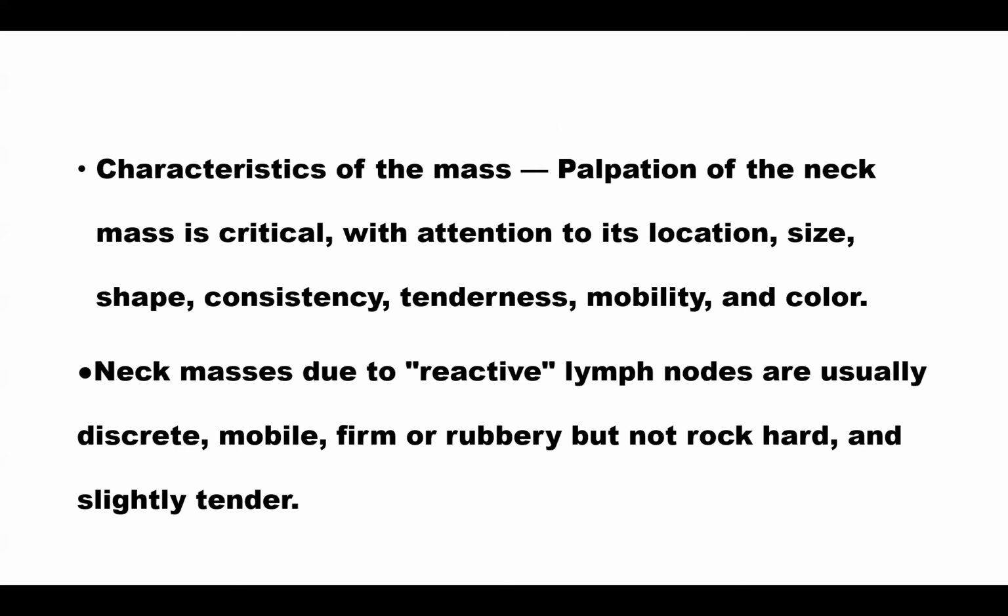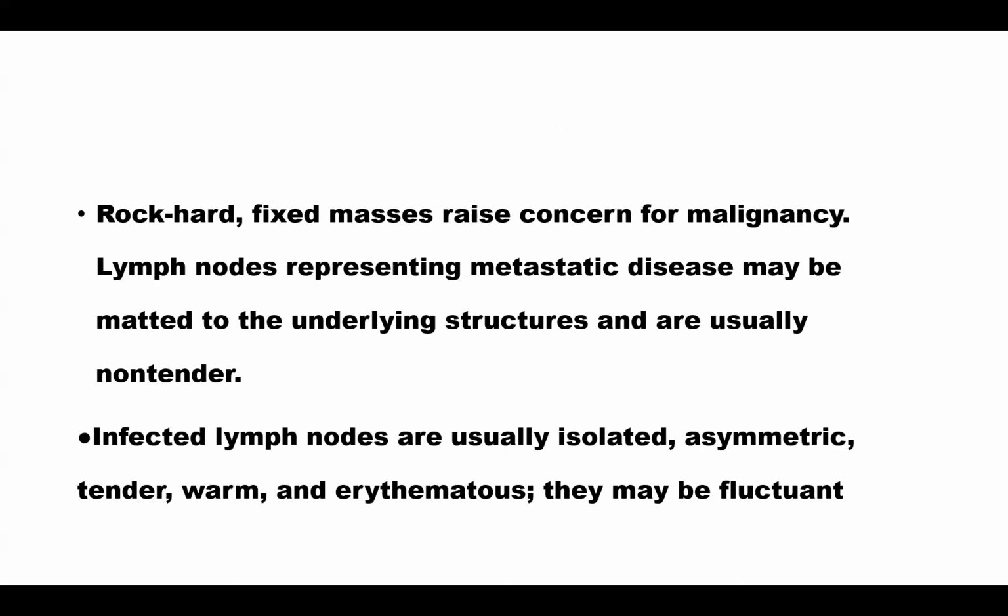Characteristics of the mass. Palpation of the neck mass is critical, with attention to its location, size, shape, consistency, tenderness, mobility, and color. Now, neck masses due to reactive lymph nodes are usually discrete, mobile, firm, or rubbery, but not rock hard, and slightly tender. Now, rock hard fixed masses raise concern for malignancy. Lymph nodes representing metastatic disease may be matted to the underlying structures and are usually non-tender. Now, infected lymph nodes are usually isolated, asymmetric, tender, warm, and erythematous. They may be fluctuant.